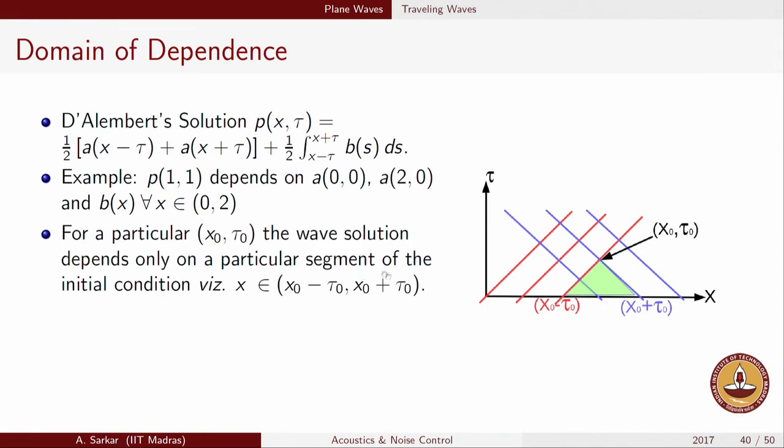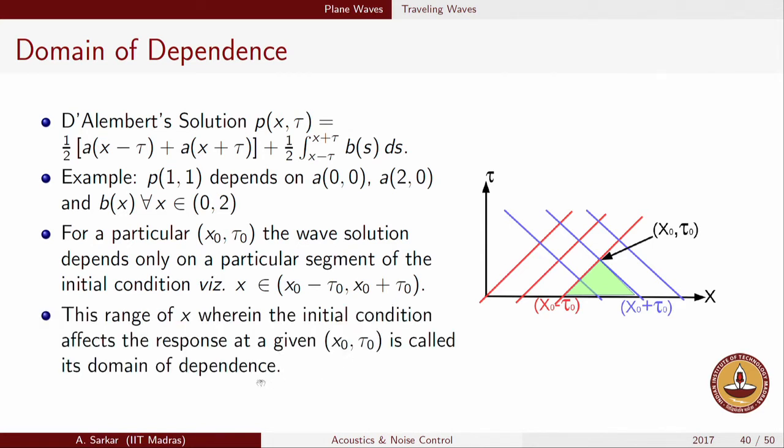So, therefore, for any particular x0, tau0, we realize that the wave solution depends only on a particular segment of the initial condition, that is x lying between x0 minus tau0 and x0 plus tau0, it does not depend upon anything else. So, therefore, this segment is identified as the domain of dependence. So, the domain of dependence corresponding to tau equals 0, or the initial time instant, is identified to be this interval. Similarly, at any other positive tau, the domain of dependence will progressively be the region in between the red and the blue curve.